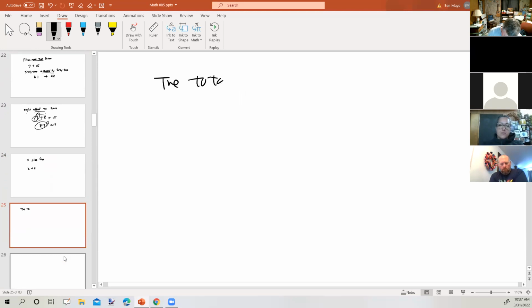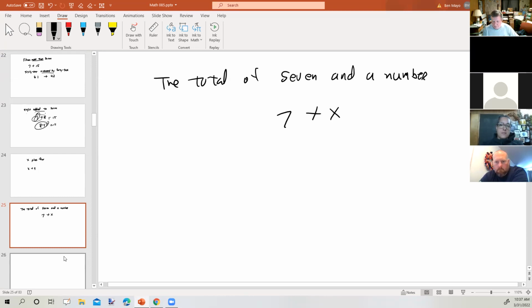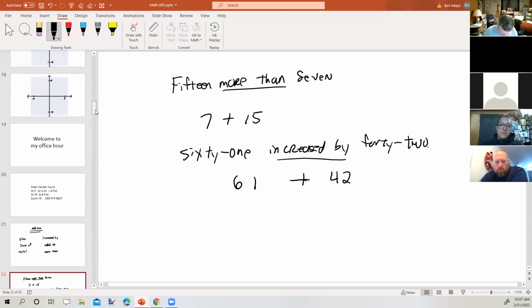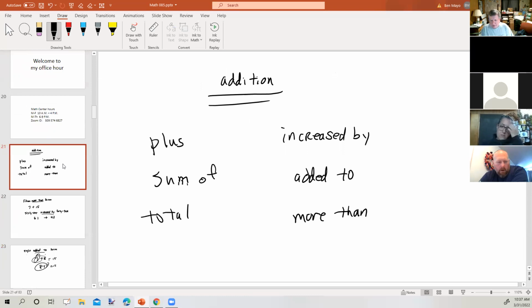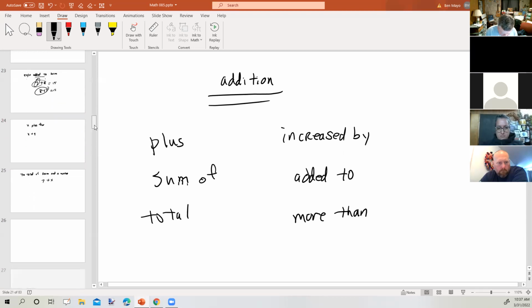And let's see here. The total of 7 and a number would be 7 plus X, the total. All right. And I can't do anything more with that to simplify it because I don't know what X is. And it's not an equation, it's just an expression. All right. Now, so let's go back here for a minute and review. So here are 6 examples of vocabulary words or phrases that imply addition. Let's take a look at some phrases that imply subtraction.